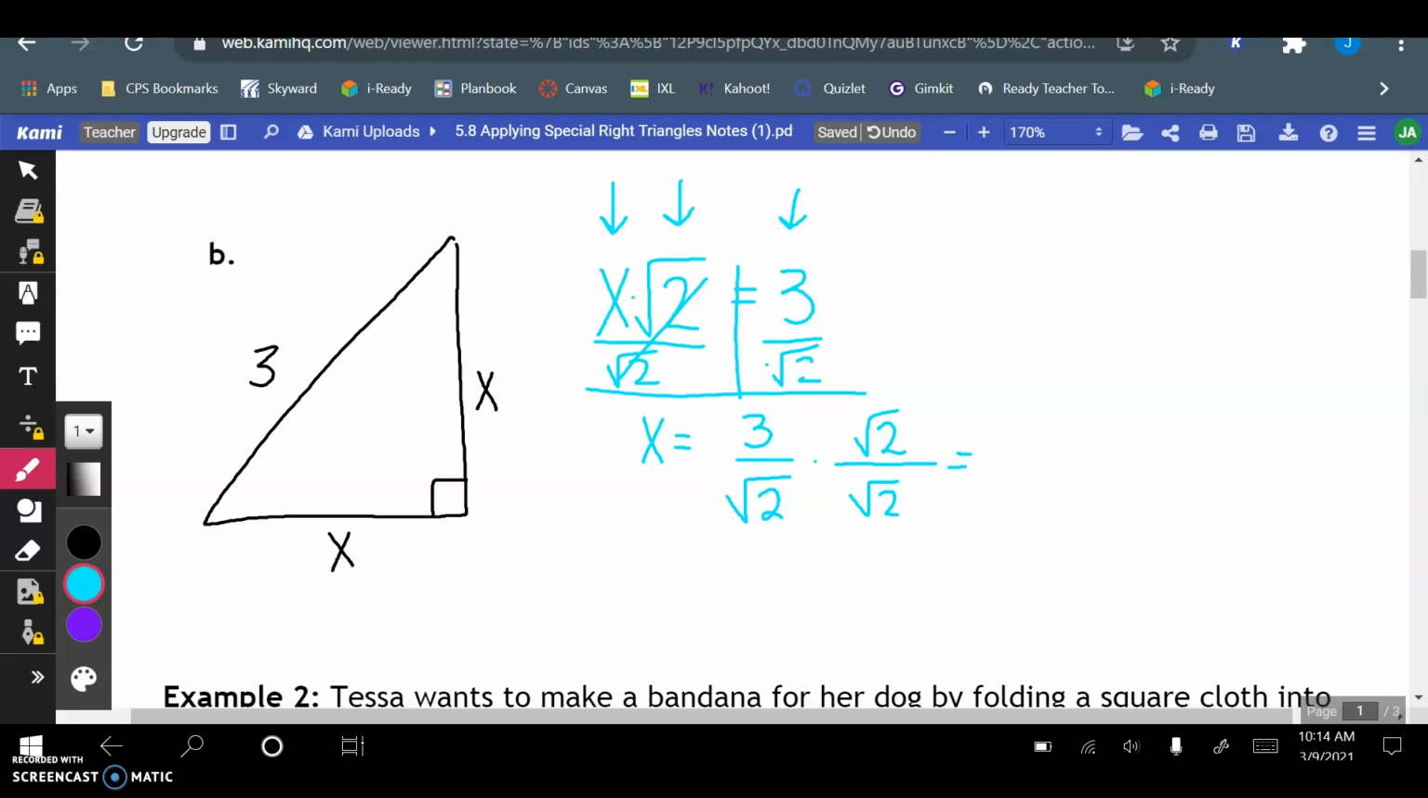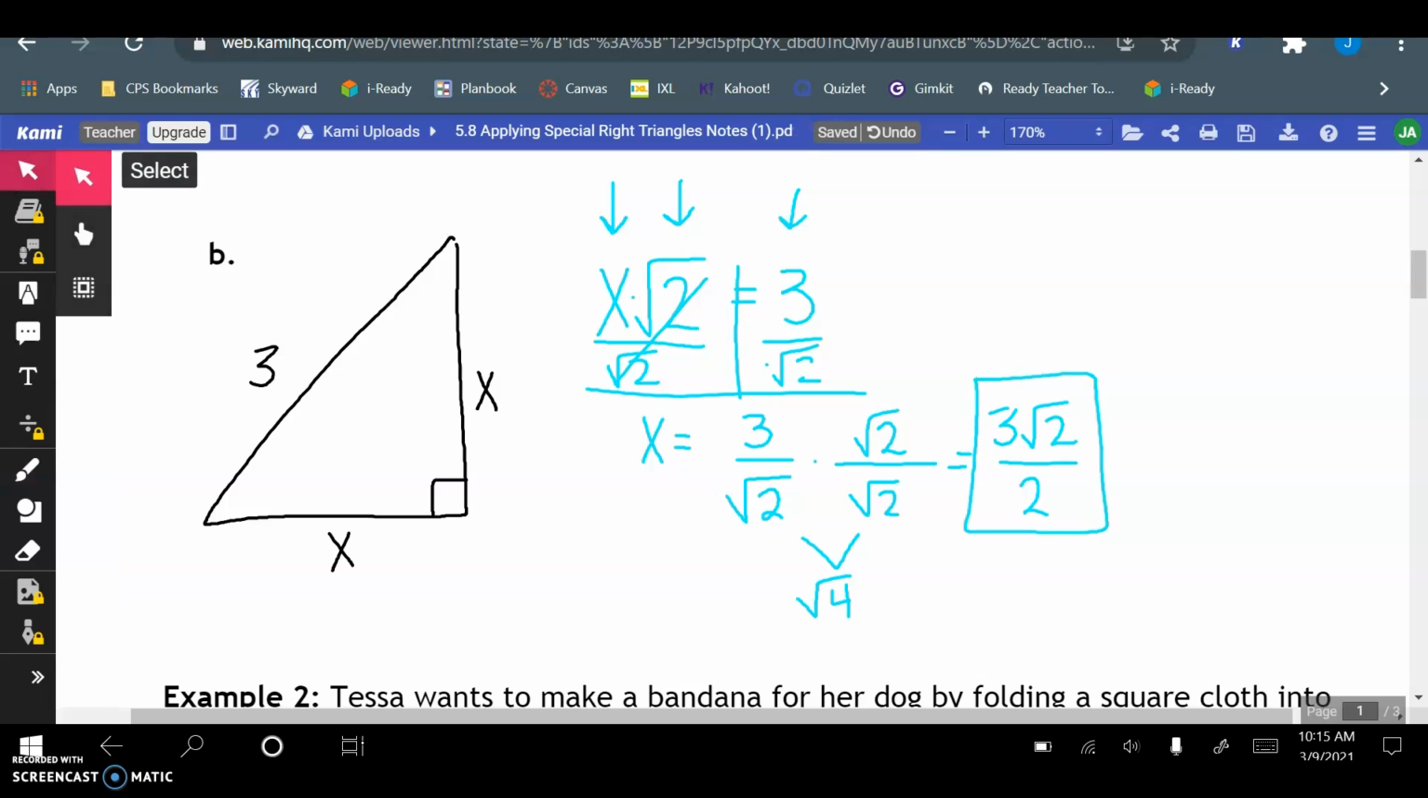So at the top we have 3 times the square root of 2, so we're going to leave it like that. And then down here we have the square root of 2 times the square root of 2, which would be the square root of 4. 2 times 2 is 4. And the square root of 4 is actually 2. So our x value here is 3 square roots of 2 divided by 2.